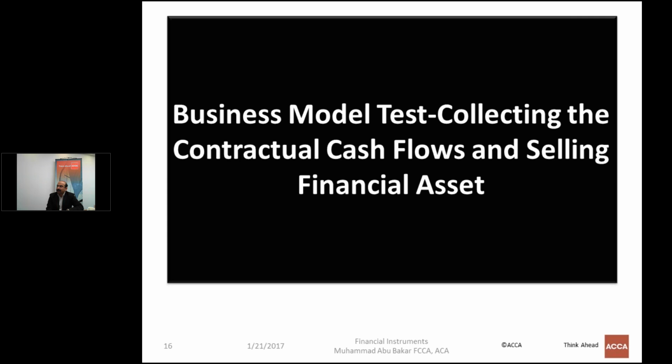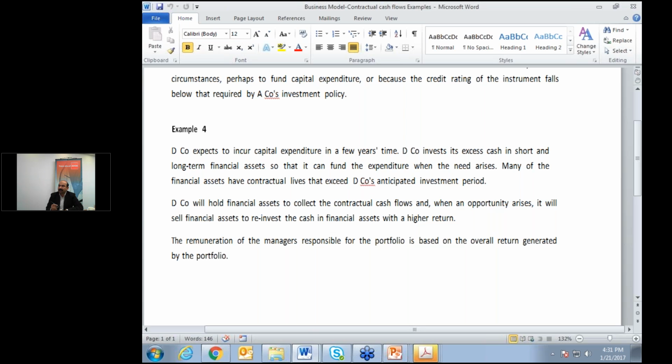This is a business model test where the collection of the contractual cash flow and selling the financial assets, both objectives are involved. See here in example number 4, the objective of the business model is achieved by both collecting contractual cash flows and selling financial assets. D company decides on an ongoing basis whether collecting contractual cash flows or selling financial assets will maximize the return on the portfolio until the need arises for the invested cash.